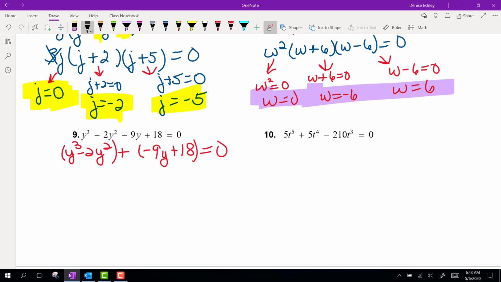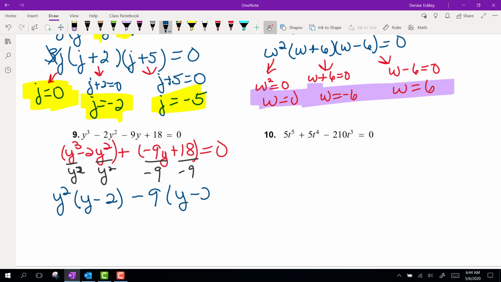Factoring out a GCF from each group, the first group has a y squared, and the second group I'm going to factor out a -9. Now if you're not sure about what to do with the second group, remember you can always do the first group and see you have y minus 2. The y is positive, the 2 is negative, so that's why I wanted to factor out a -9, because then I'll have y minus 2.